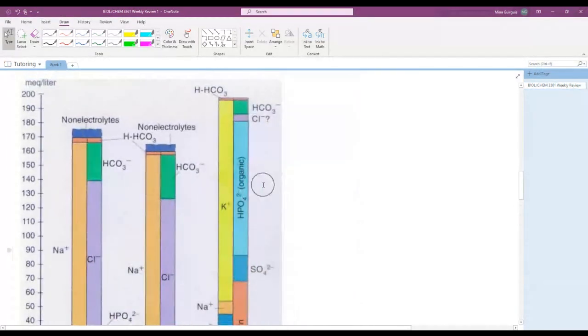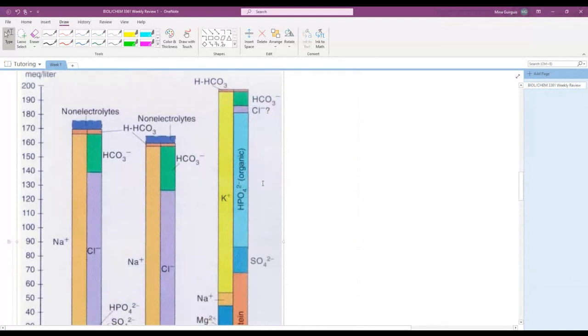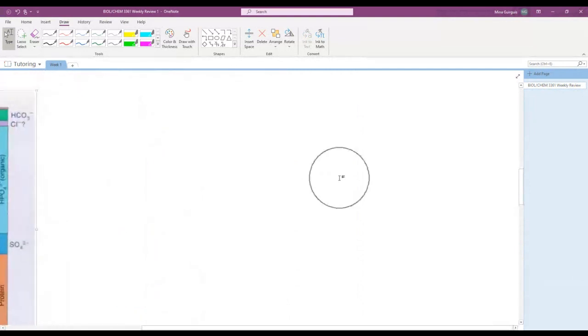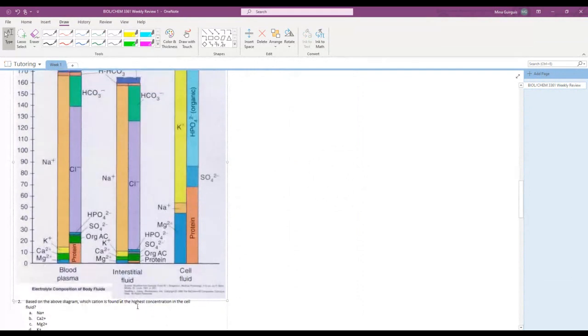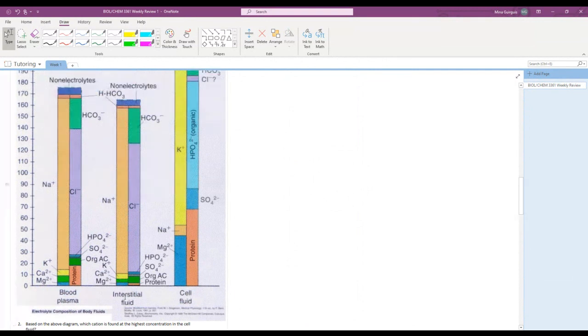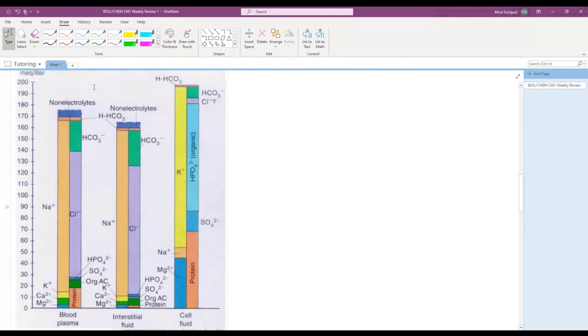This one is, in my opinion, one of the not so intuitive parts of biochemistry. This little diagram, even though it's not too difficult, is just really weird at first because we're not used to seeing them. The question I asked for this one is, based on the above diagram, which cation is found at the highest concentration in the cell fluid? I'm going to let you answer it, but first I want to go over what we're actually looking at here in the blood plasma.